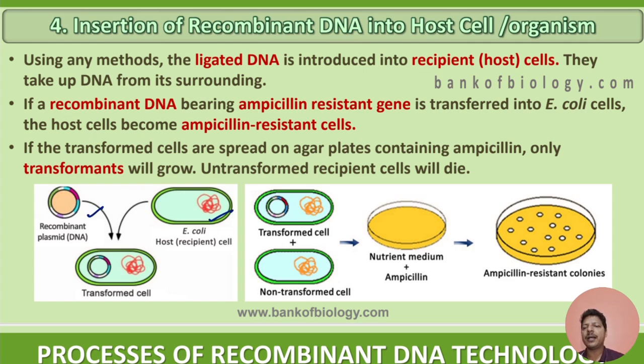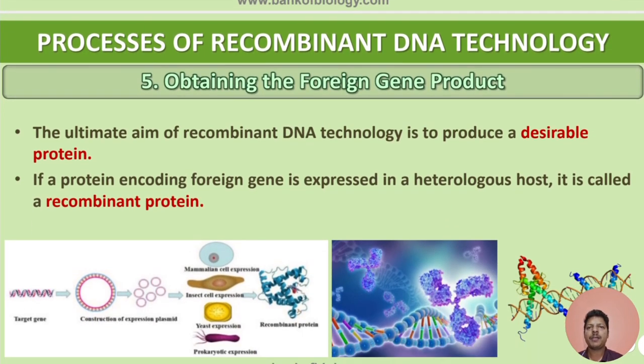Here you can see recombinant DNA, E. coli and transformed cells are there. Here transformed cell, non-transformed cell, nutrition medium and ampicillin. Ampicillin resistant colonies are formed and the non-transformants will die. Then fifth one, obtain the foreign gene product.